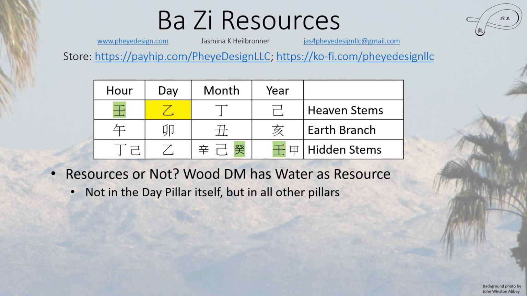Now, let's talk about resources. I am a wood day master, so water is my resource. I don't have it in the day pillar itself, but I have 3 places where water shows up. So I do have resources. And it's in every other pillar.